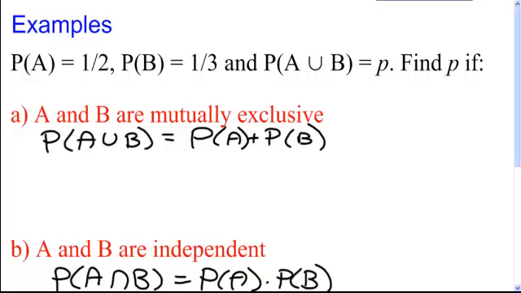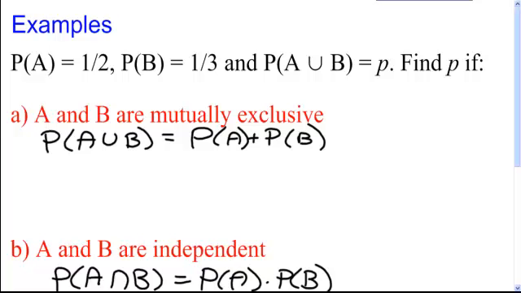Working a bit more with formulas, I have a couple of different probabilities: probability A, probability B, and probability of the union is P. So I'm going to be finding the probability of the union if in part A they're mutually exclusive, meaning they have no overlap, and if in part B they are independent, which means their intersection is just simply the product of each individual probability.